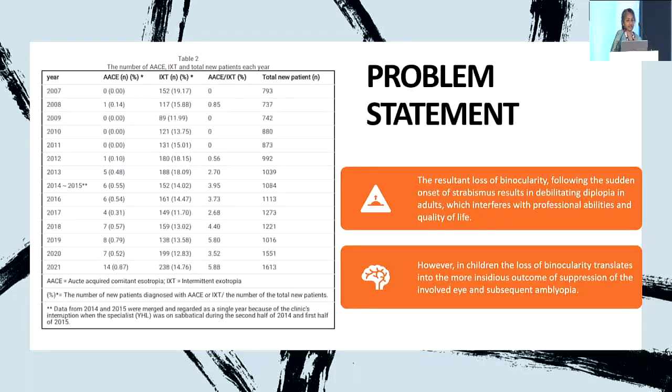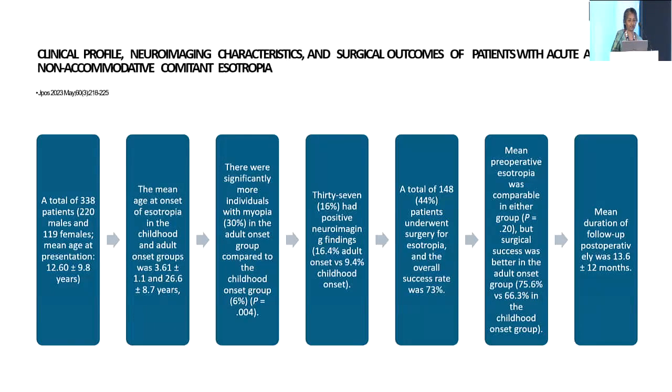This was a published study where they compared the incidence of ACE to IXT from the years 2007 to 2021. Here you can see that the proportion of ACE to IXT has increased from 0 in 2007 to 5.88 in 2021. In children, it leads to amblyopia. The longer you wait with this misalignment, the more it can lead to amblyopia, whereas in adults, it leads to intractable diplopia, which was so beautifully illustrated by the previous speaker.